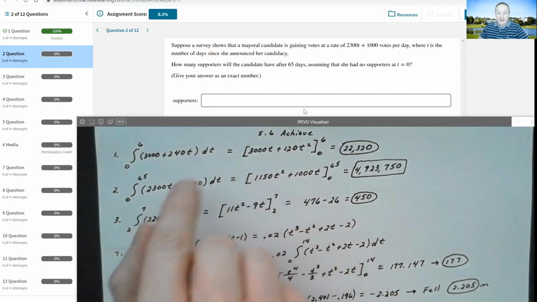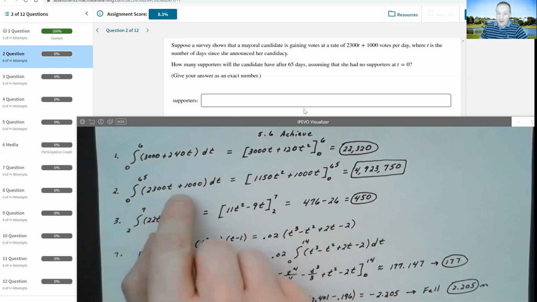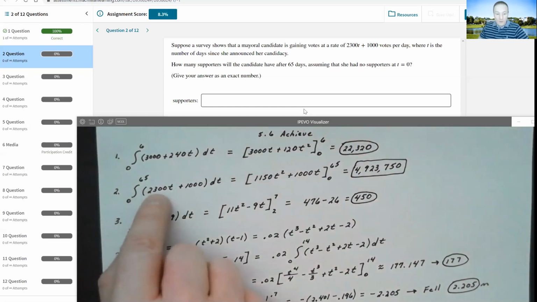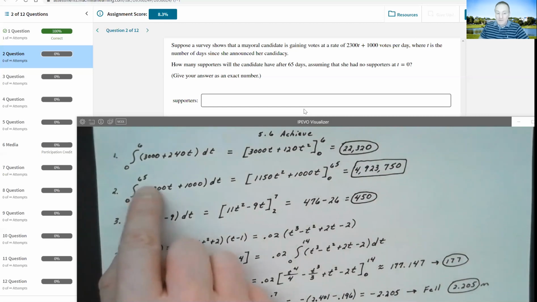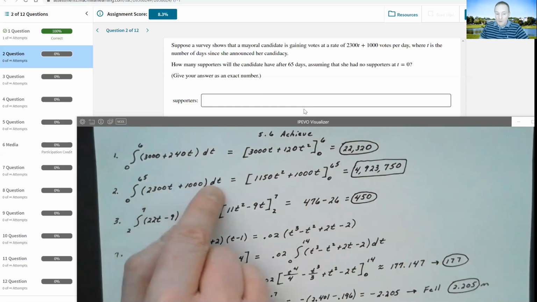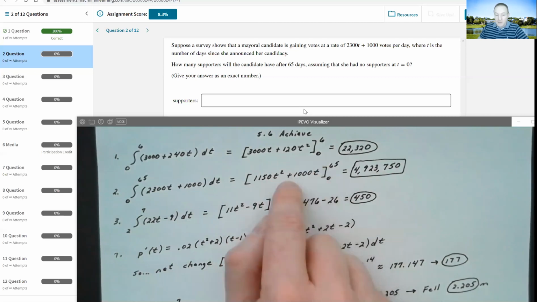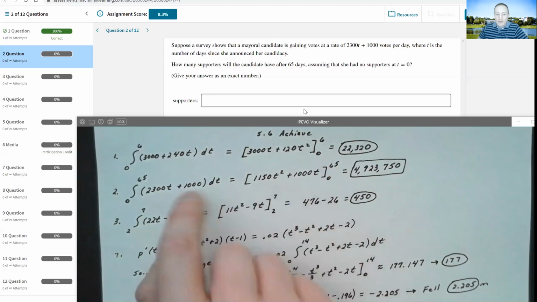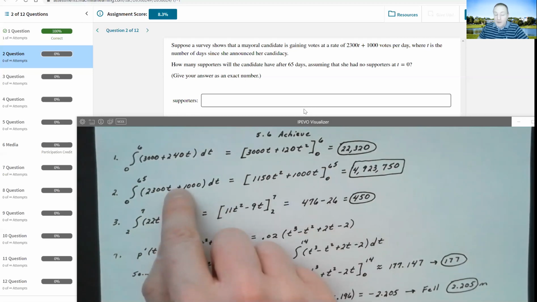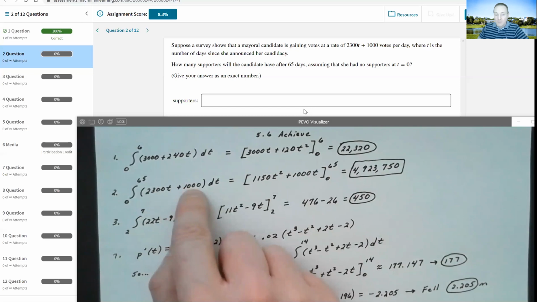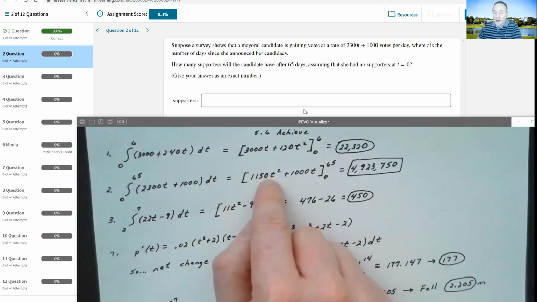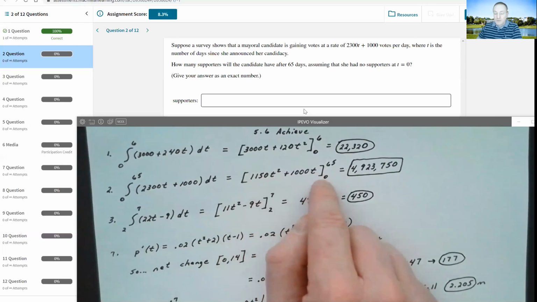So if that is the rate of how her support is increasing on a daily basis, then on 65 days, we'll just integrate from 0 to 65 of that rate with respect to time to get the number of supporters at any specific instance from, in this case, 0 to 65 days. So the integral of that rate function gives me 1,150t squared plus 1,000t. We're evaluating that quantity function from 0 to 65.